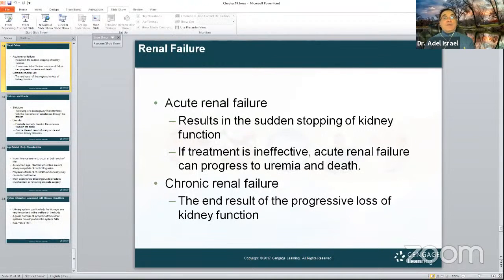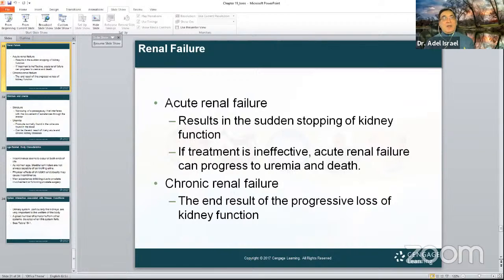This happens very commonly during operations, any surgery where patients suffer from a problem with anesthesia or bleeding during the operation. So the kidney suffers from hypovolemia and stops working immediately. So this is what we call acute. And of course, when we restore the blood volume, the kidney will start to work again.